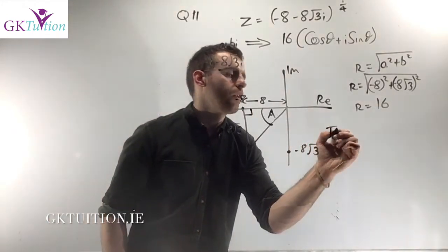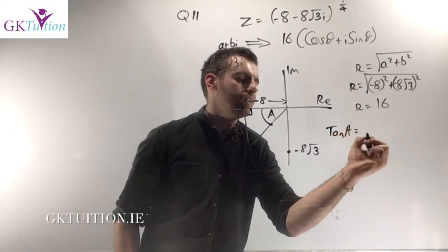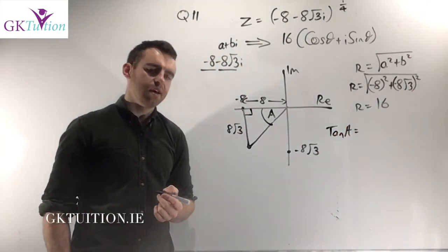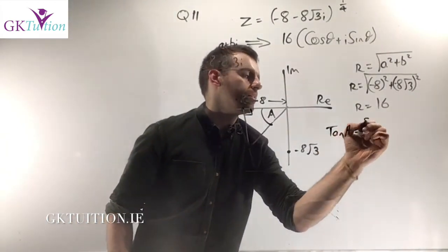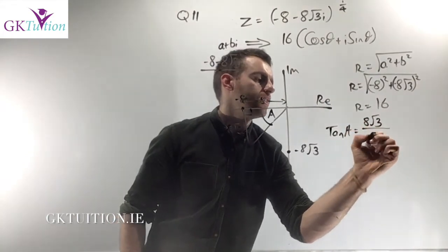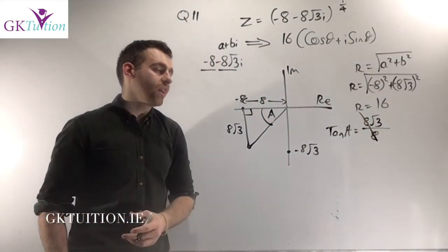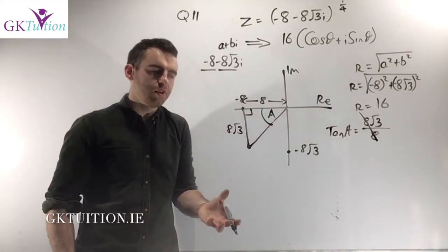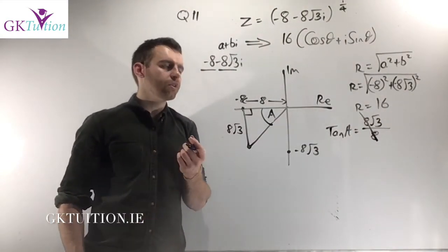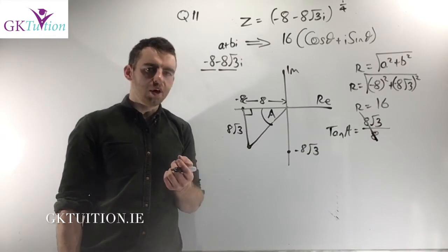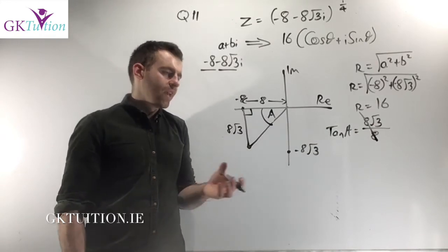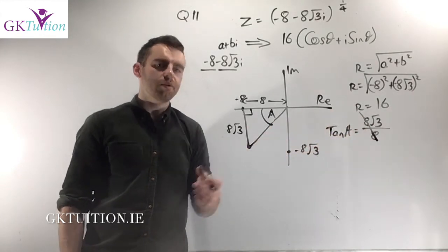In a right angle triangle, the tan of the angle is the opposite over the adjacent. In this scenario, the opposite is 8 root 3, while the adjacent is 8. Now 8 will divide into 8 once, so I actually just have tan A equals root 3. Now you could use your calculator or you could use your log tables to deduce what A is, if the tan of A is the square root of 3.